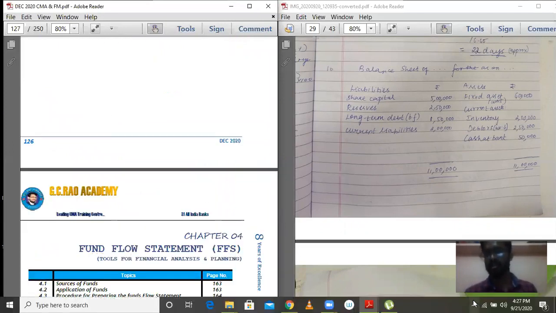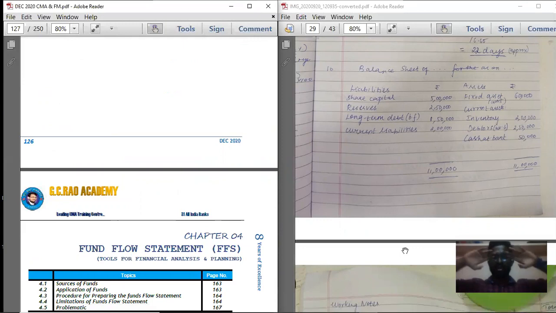Ratio analysis is over. So now we'll move on to the next chapter, that is leverage analysis. Leverage analysis is also a very important chapter. Easy chapter, but it is also very important from the examination point of view.